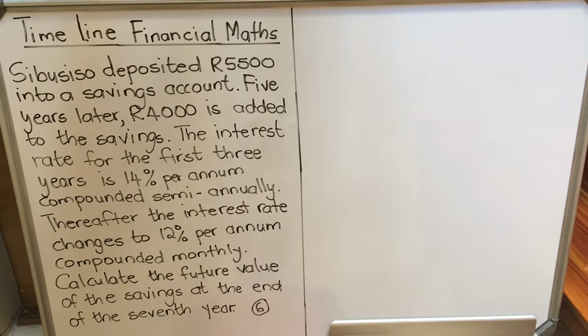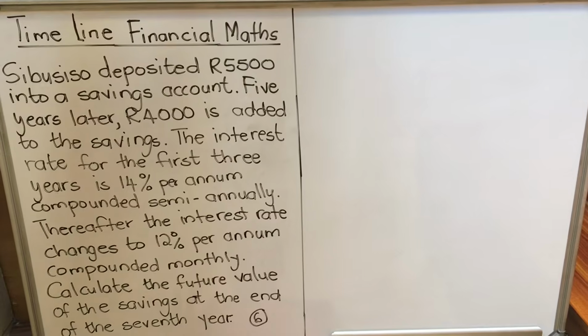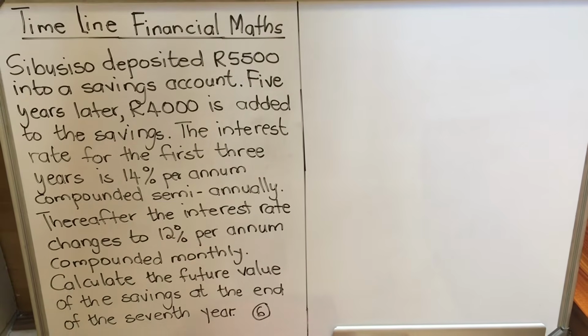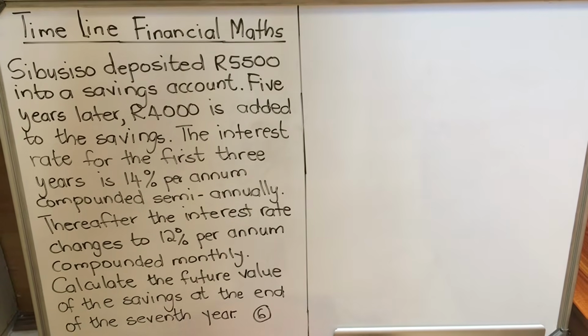A good practice in financial maths is to read a statement more than once. So I'm going to read it the first time and not do anything. And then when I read the second time, then I'm going to do the timeline.